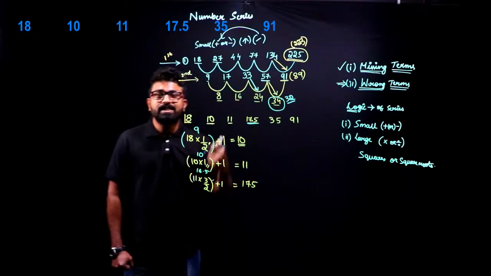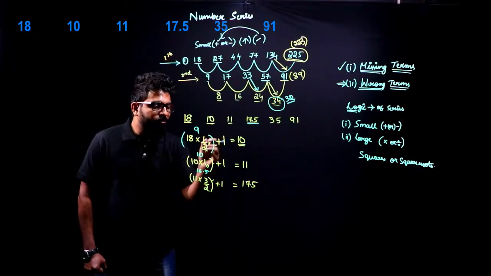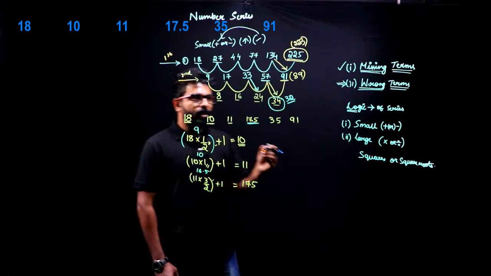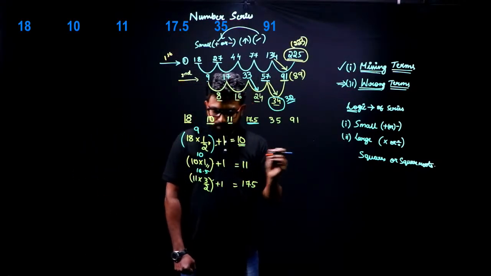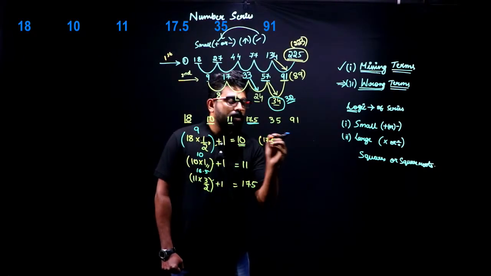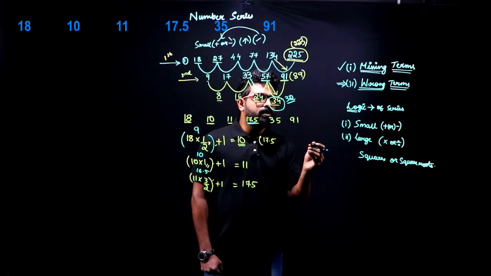So let me check with the same logic next. I multiply with 1 by 2, that is 0.5, then 1, then 1.5. What do I need to multiply next? My next term is 17.5. I need to multiply it by? What do I need to multiply it with? I want your answers, people.